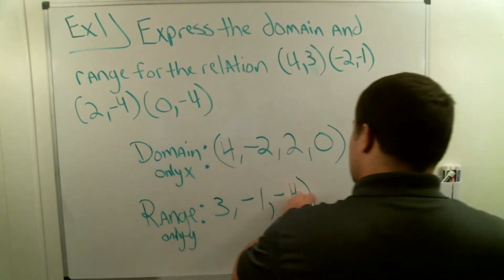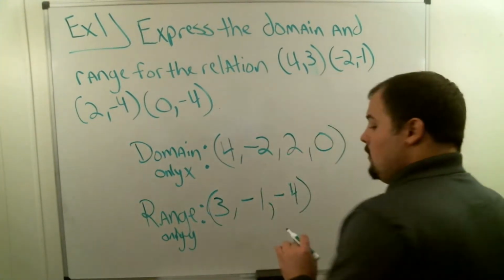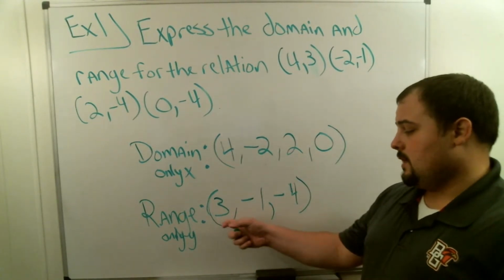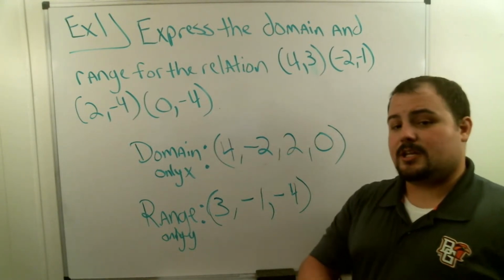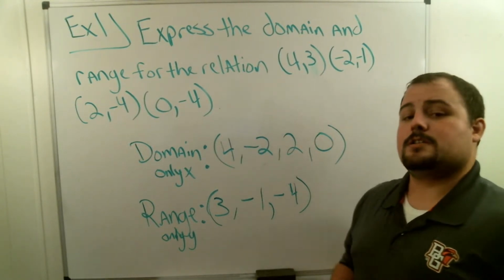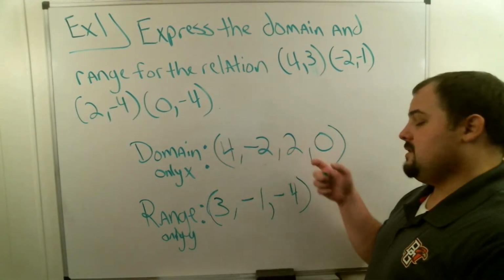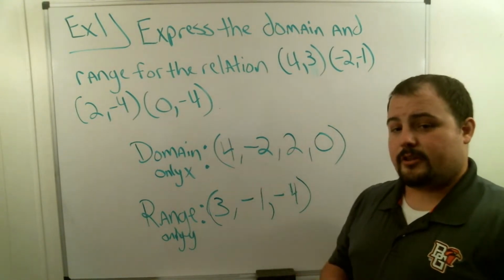So I'm going to go ahead and just leave it like this. If we have a number repeat, we only have to write that number one time. So my range is 3, -1, -4. That's because they're all the y values. And if we have a repeating one, we only have to write it once. My domain is all the x values, 4, -2, 2, and 0. None of those repeat, so we did write all of them down. Let's move on to another example.